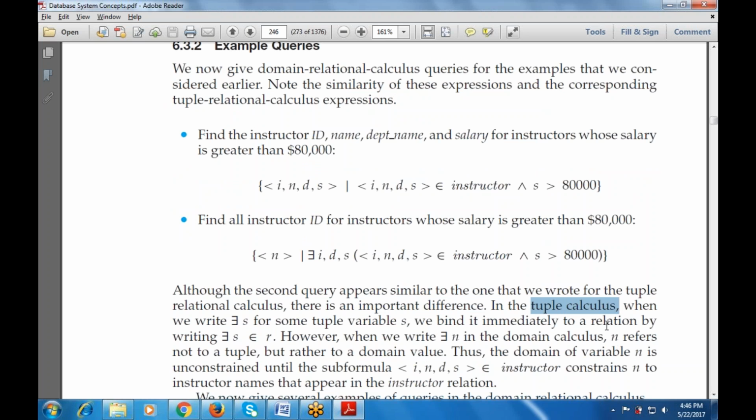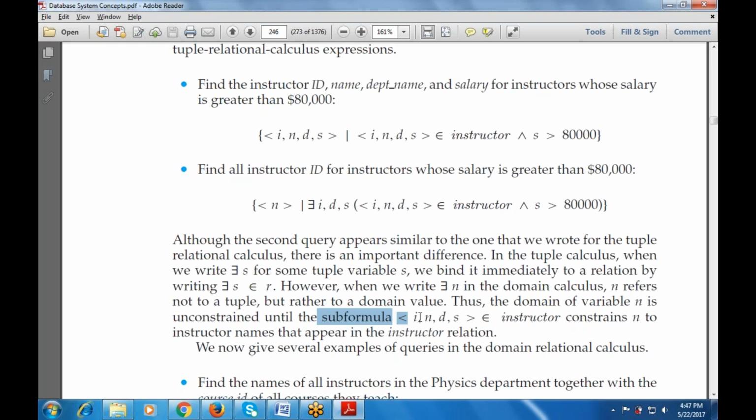In the tuple relational calculus, when there exists t for some tuple variable, we can bind it immediately to a relation r using t belongs to r. However, when we write there exists n in the domain calculus, n refers not to a tuple but to a domain value, because this works on the domain relational calculus. This n is unconstrained until the subformula <i, n, d, s> belongs to instructor constrains n to the instructor name that appears in the instructor relation.